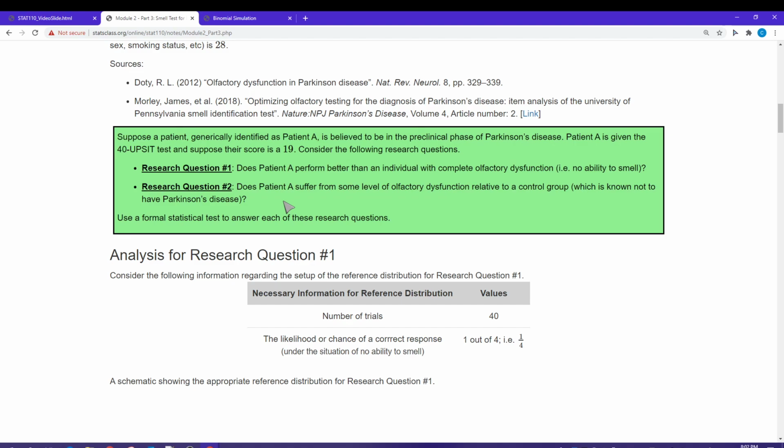If we're interested in whether or not they have Parkinson's disease, I would doubt very much that a person that has Parkinson's disease would lose all ability to smell. Maybe in the worst case, but more likely not. For a Parkinson's patient, it's probably going to be more reasonable to compare them against a control group and see whether or not they underperform compared to that control group. So personally, I think research question number 2 would be more meaningful than number 1.